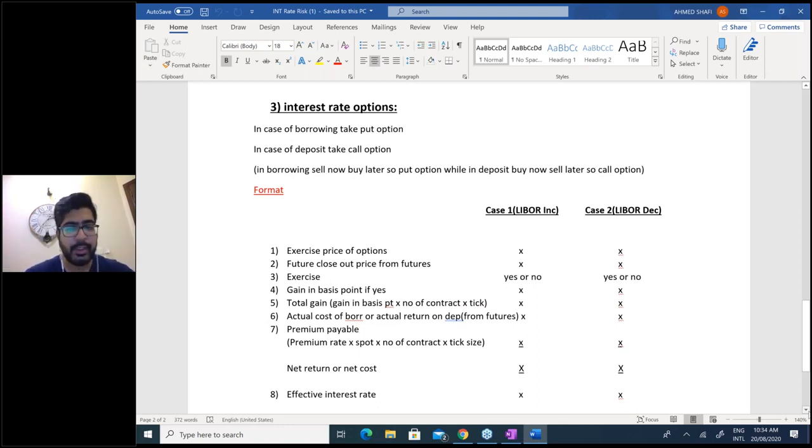So call. You have to make 2 columns: LIBOR increase and decrease, exercise price, futures closeout price. You get it from futures. Exercise yes, no. Gain in basis points if yes. Total gain. Then actual cost of borrowing or return on deposit, and premium payable. That's premium into spot into contracts into tick, and you get net cost or return and convert it into effective rate.